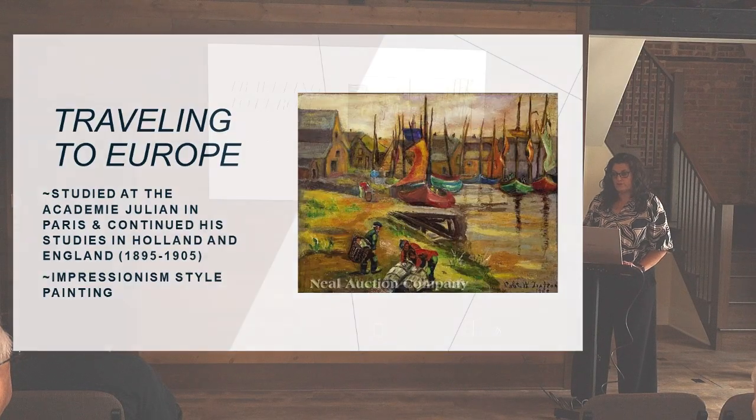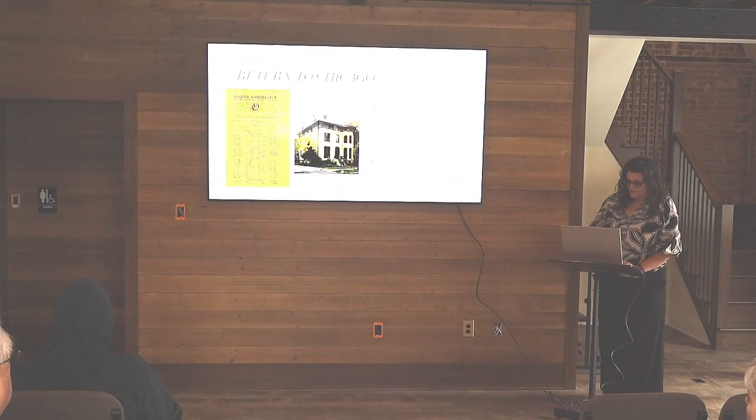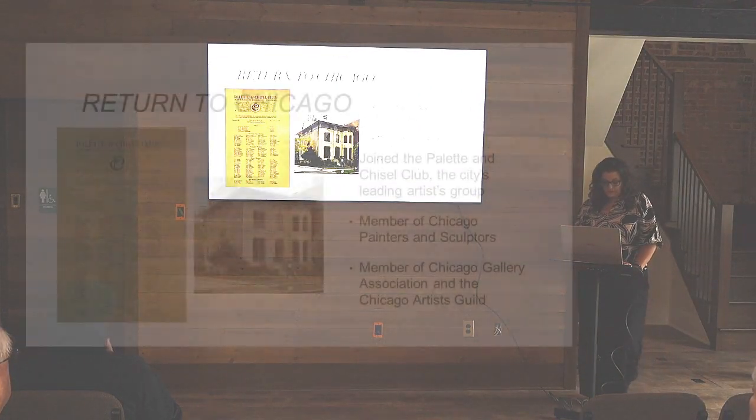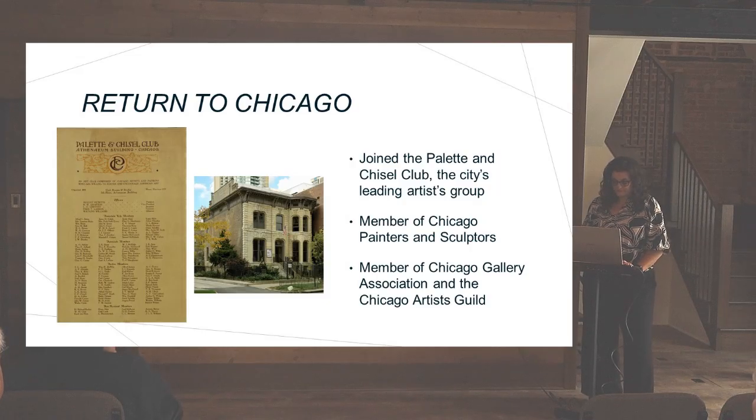in the works of contemporaries like T.C. Steele. He returned to Chicago and immersed himself in the local art community, serving as the president of the Palette and Chisel Club, the city's leading artist group, in 1906, and contributing to various artist organizations such as the Chicago Painters and Sculptors, the Chicago Gallery Association, and the Chicago Artists Guild.